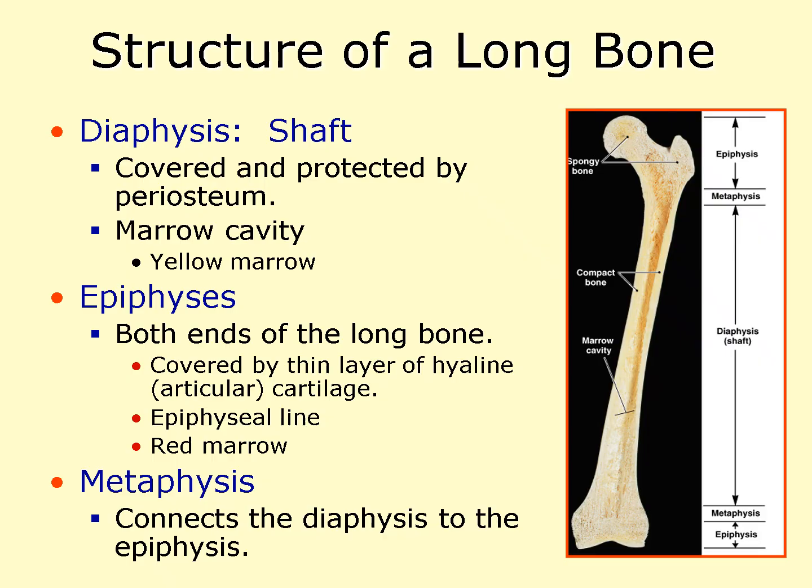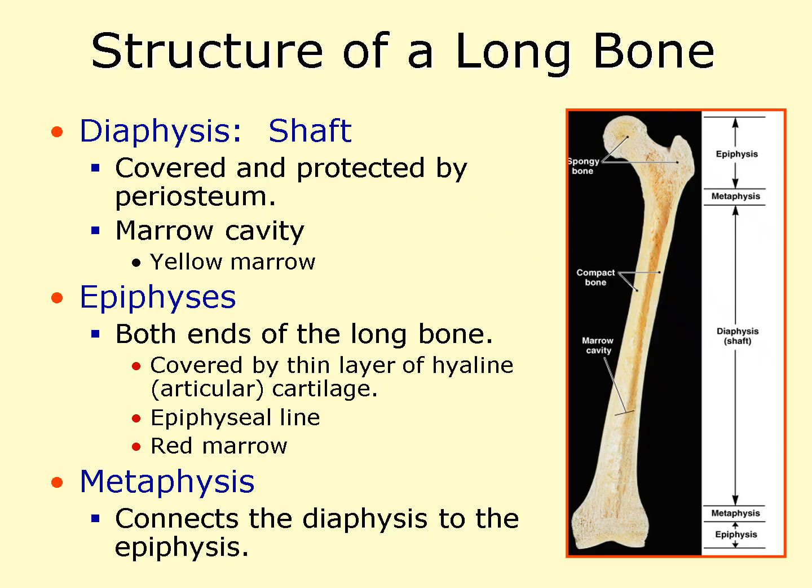Long bones have three major parts: the diaphysis, epiphysis, and metaphysis. The diaphysis, or shaft, makes up most of the bone's length. It is covered and protected by periosteum, dense irregular connective tissue. In addition, the diaphysis is made up mostly of compact bone surrounding a central marrow cavity.